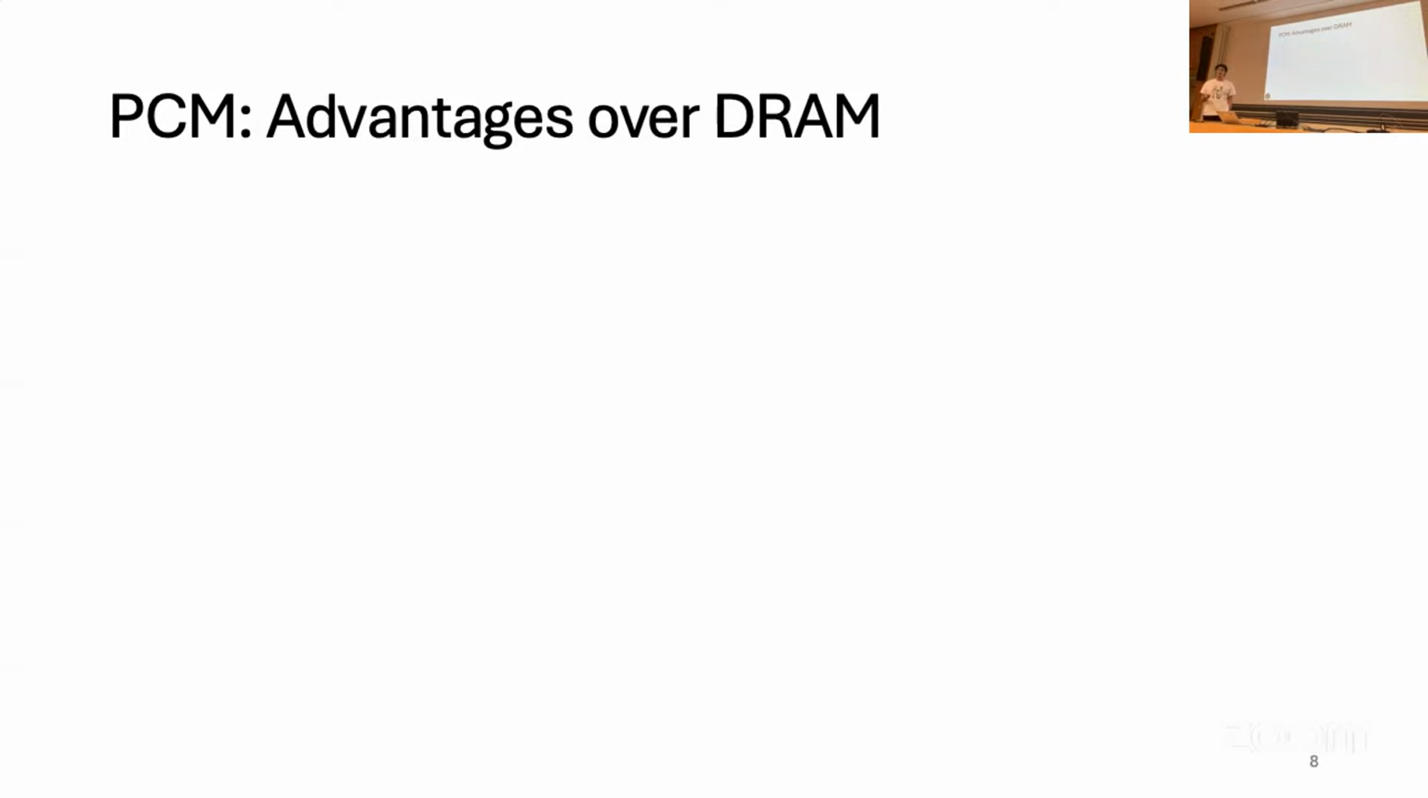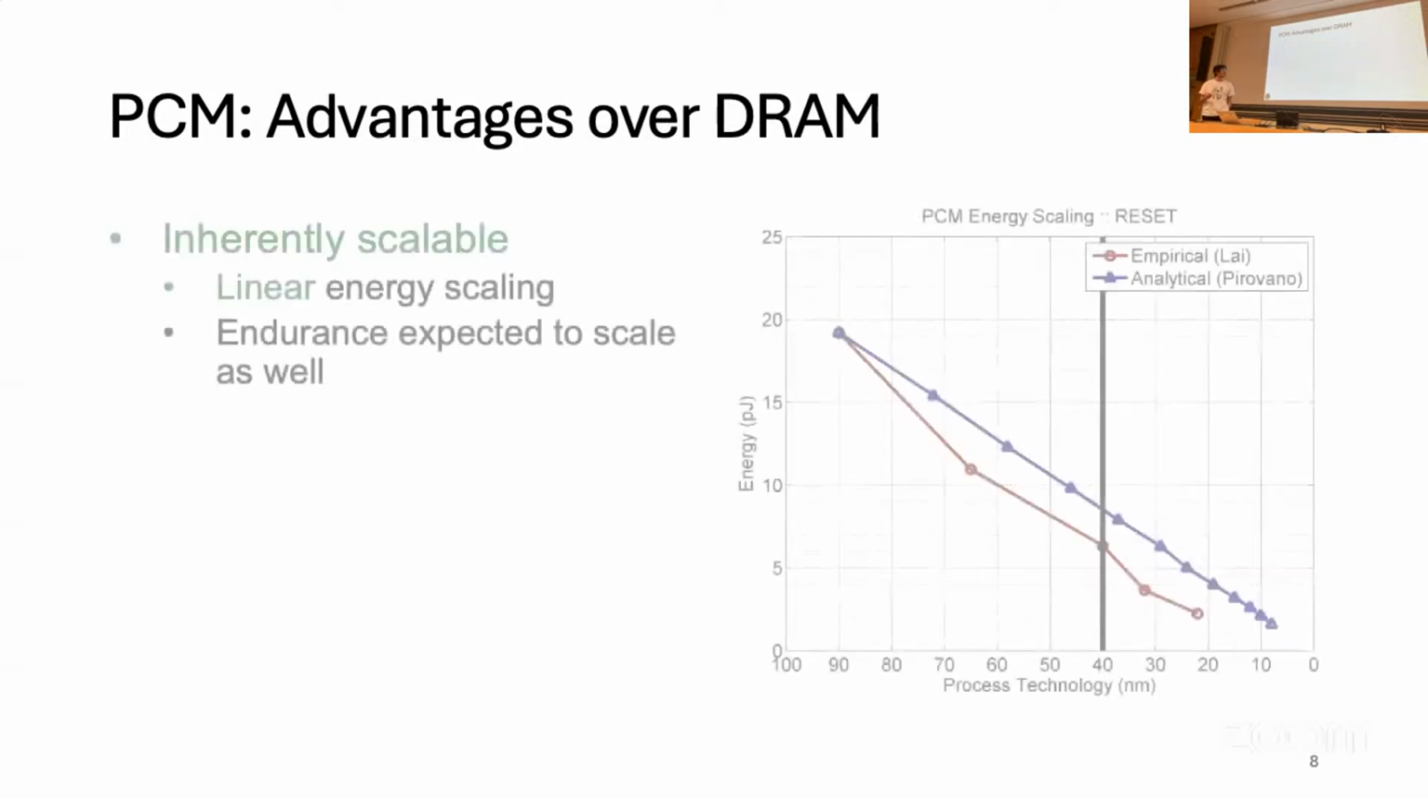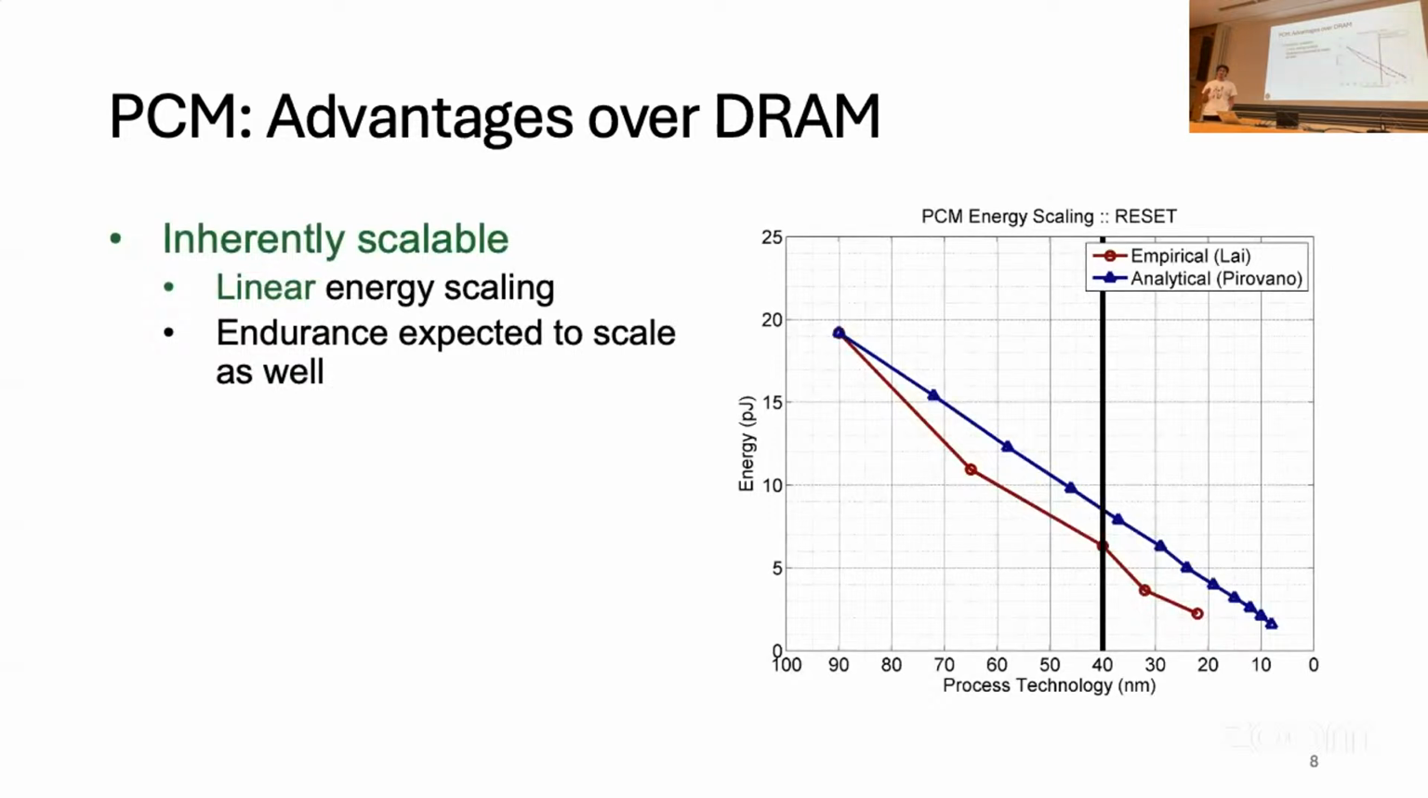So what are the advantages of phase change memory over DRAM? The key advantage here is really that PCM technology is inherently scalable. And in the paper, we can see this graph on the right, which shows PCM's linear energy scaling. So as we make technology nodes smaller and smaller, the energy needed to perform a write is expected to scale linearly. And endurance, although it is limited, where DRAM is considered to be not limited, is expected to scale nicely as we continue to smaller technology nodes.